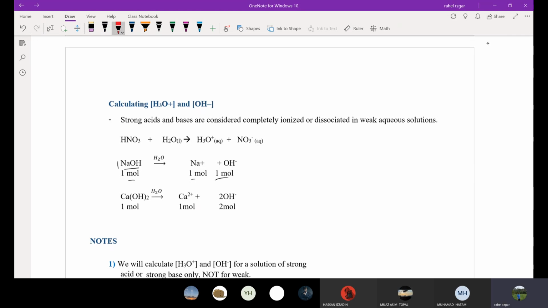What about if we use molarity? For example, for calcium hydroxide, the same thing applies to molarity, you can use it just like moles. Let's say calcium hydroxide is 0.4 molar. Then calcium is still 1, but OH is 2. So calcium becomes also 0.4 molar, and OH is 0.4 times 2, which is 0.8 molar.